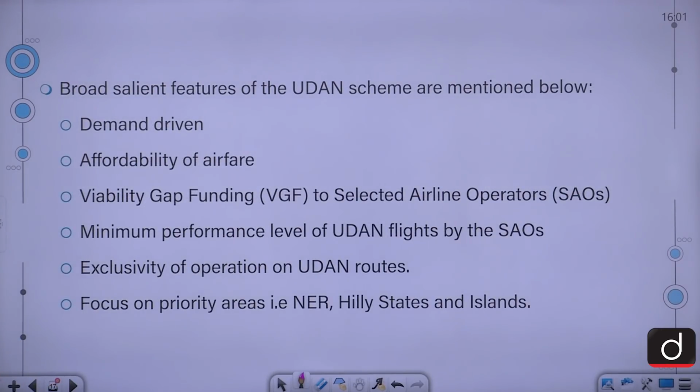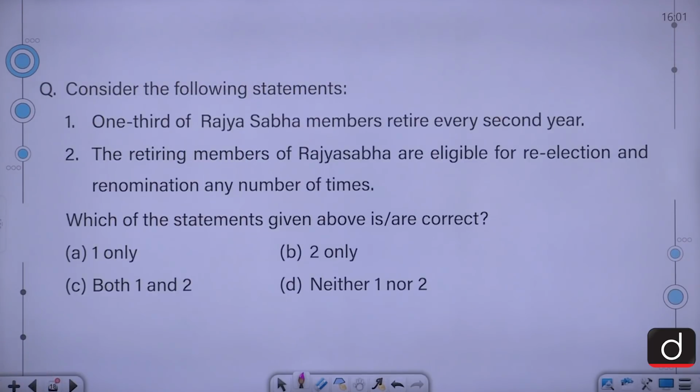Broad salient features of the Udan scheme are mentioned as demand-driven, affordability of airfare, viability gap funding to selected airline operators, minimum performance level of Udan flights by the SAOs, exclusivity of operation on Udan routes, focus on priority areas, that is northeastern region, hilly states and islands as well.